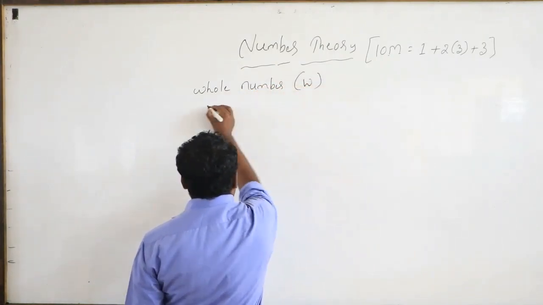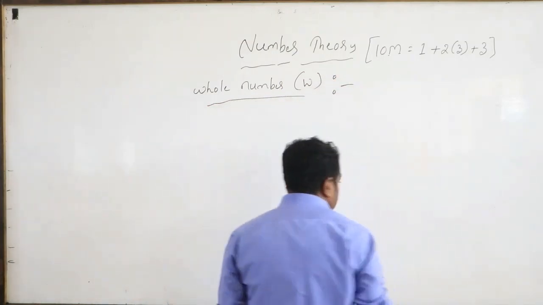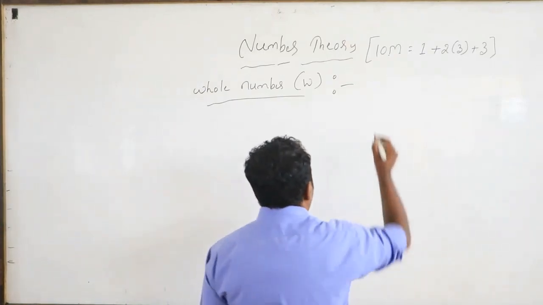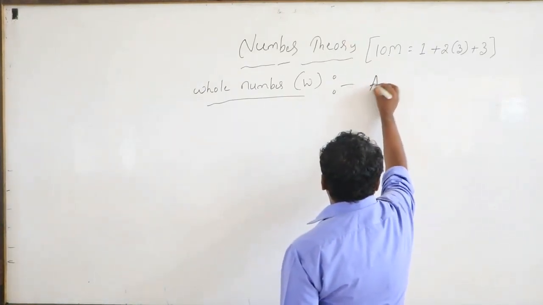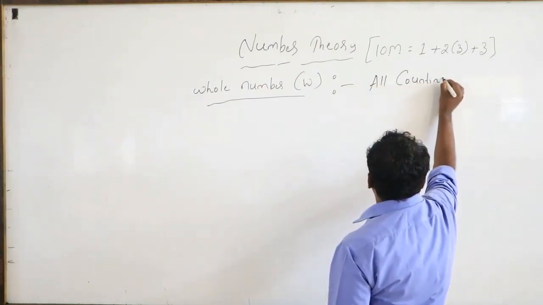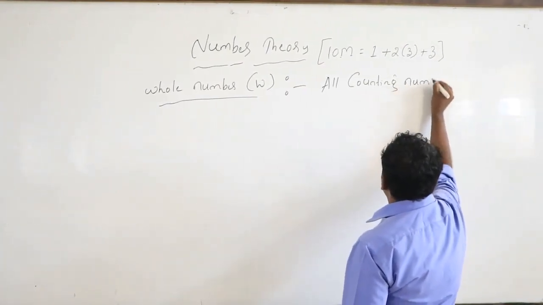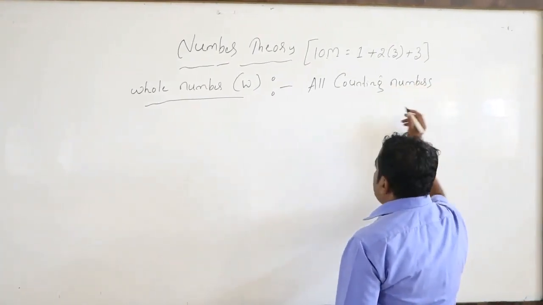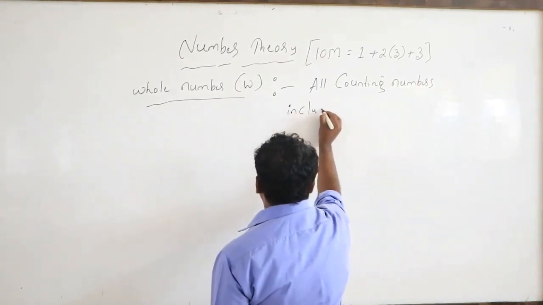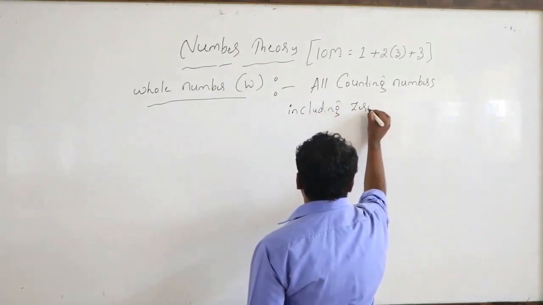W. Capital W indicates whole numbers. Natural numbers means all counting numbers. Here, whole numbers means all counting numbers including zero.